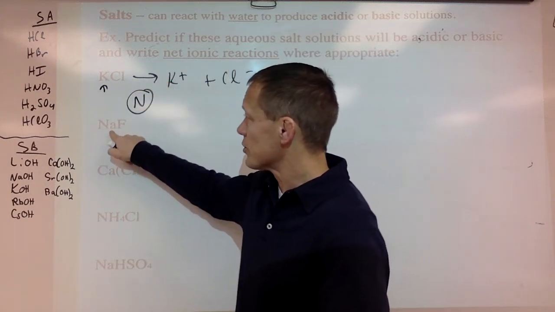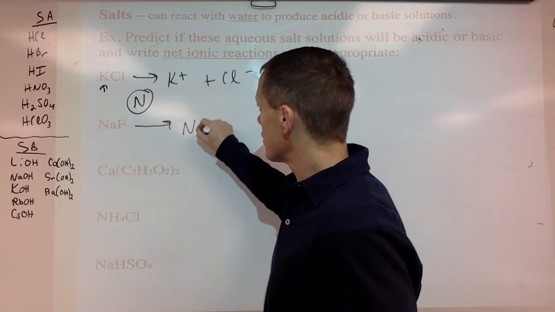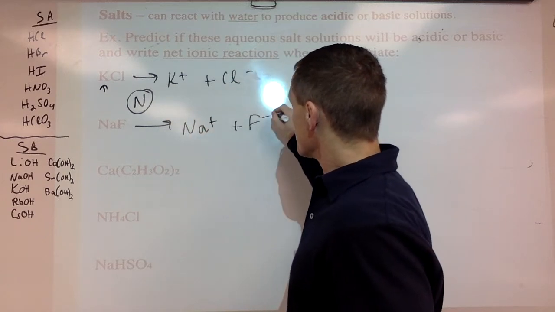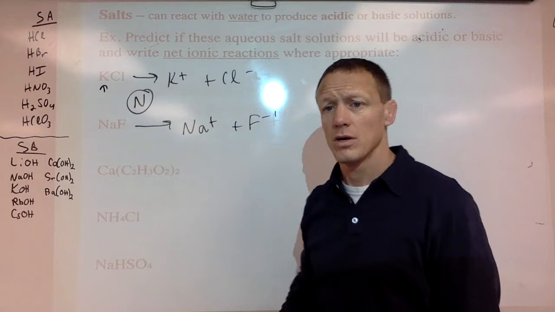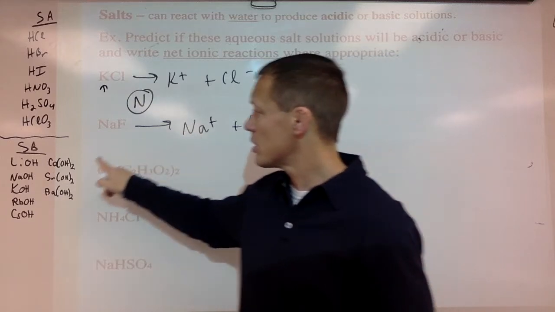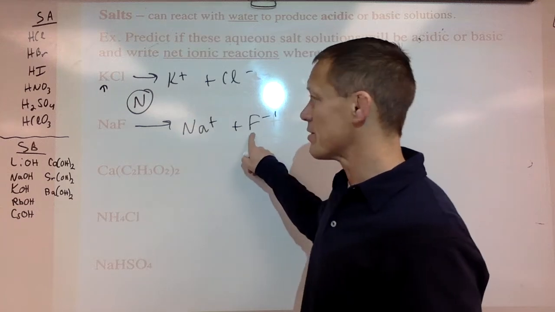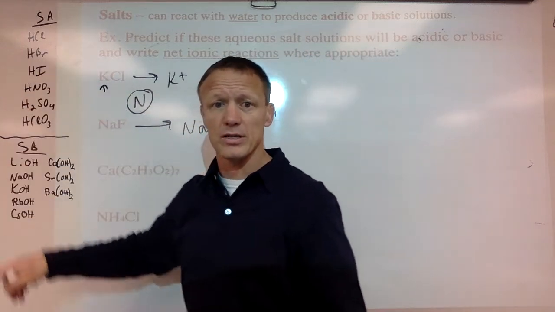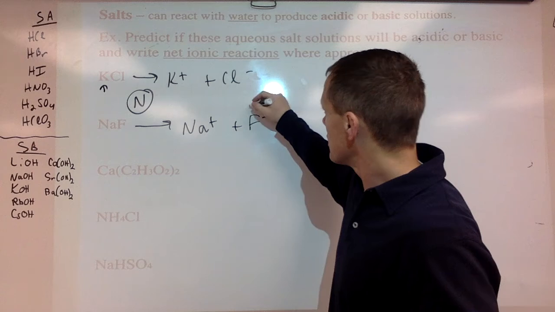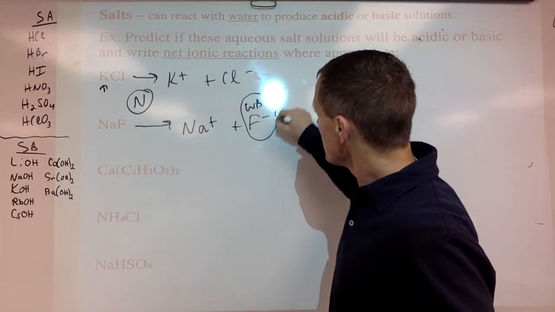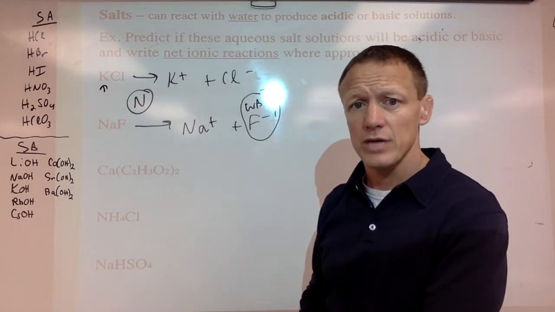Sodium fluoride. So look at the first ion. Again, when you put this in water, it produces sodium ions and fluoride ions. Well, sodium ions are one of these, so they don't affect pH. Fluoride ions are not one of these. So this is a weak base. It has the ability to take a hydrogen from water.